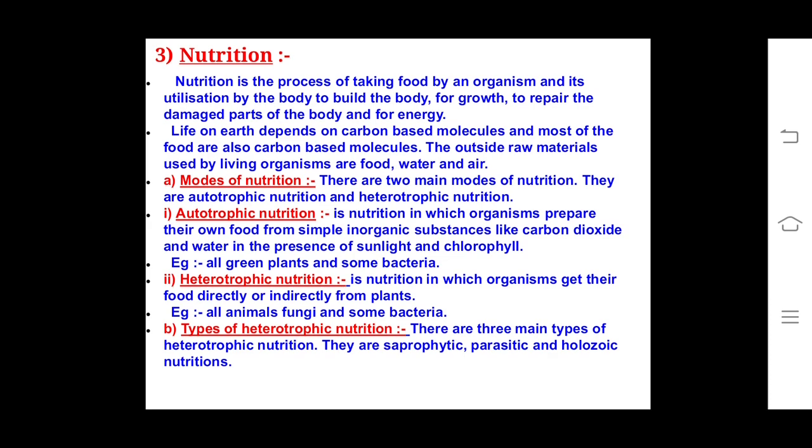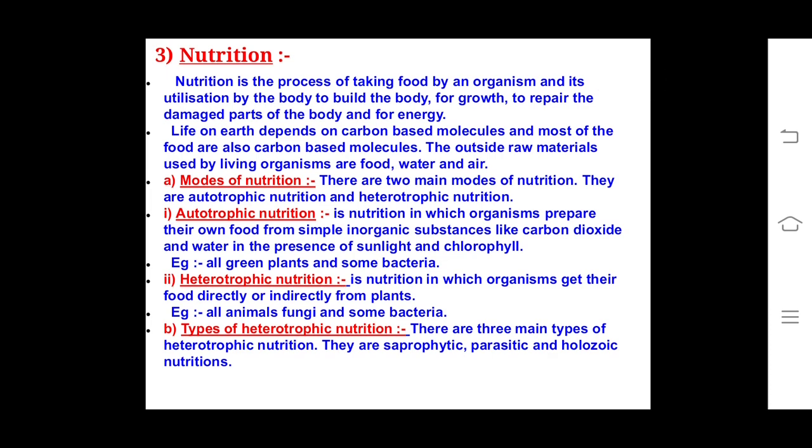Life on earth depends on carbon based molecules, and most of the food is also made of carbon based molecules. The outside raw materials used by living organisms are food, water, and air. The food is mainly made up of three elements, carbon, hydrogen, and oxygen. So food is carbon based. We can say CHO are the main components of food. And the intake of food, as we know, is very complicated and of different types.